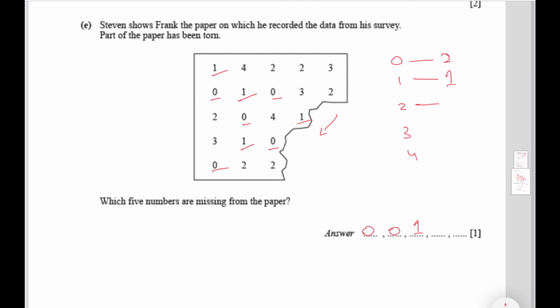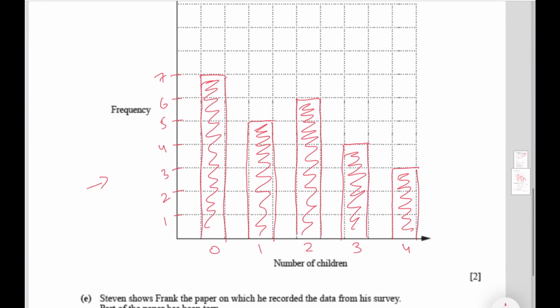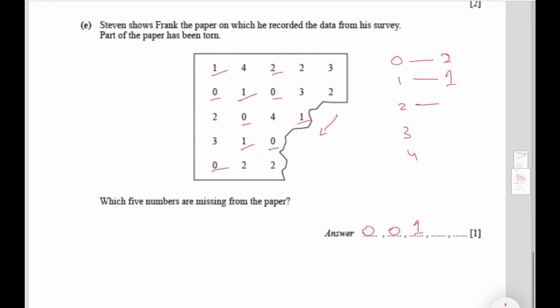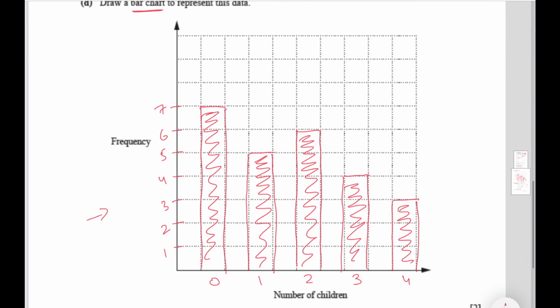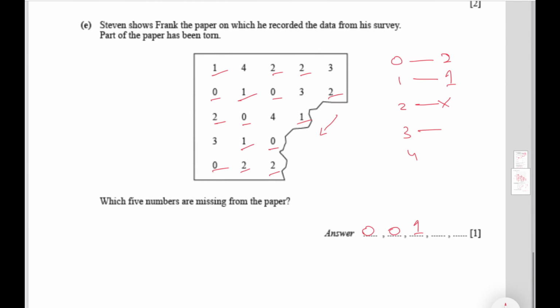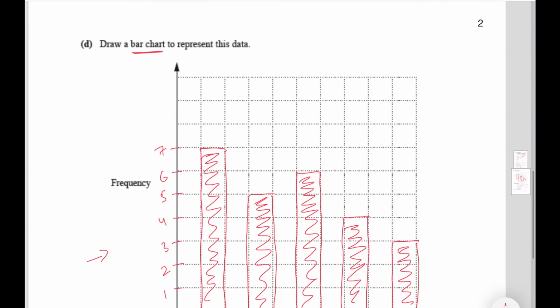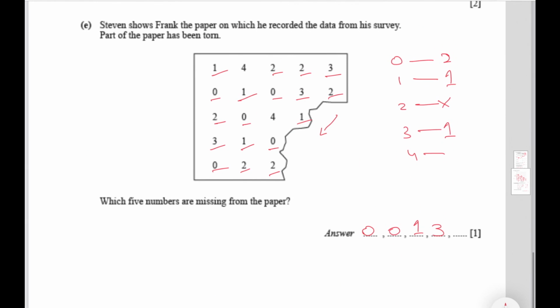Okay, how many 2's are missing? Let's see how many 2's there were. There were 6 2's. So we have 1, 2, 3, 4, 5, 6. Nothing is missing. How many 3's are missing? There should be 4 of them. Okay, so we have 1, 2, and 3. So that means one of them is missing. So we write 3 over here. And how many 4's are there? There should be 3 4's. Let's see how many are missing. We have 1, 2, and that's it. So we have one more 4 missing. So these are the numbers, and that's your answer.